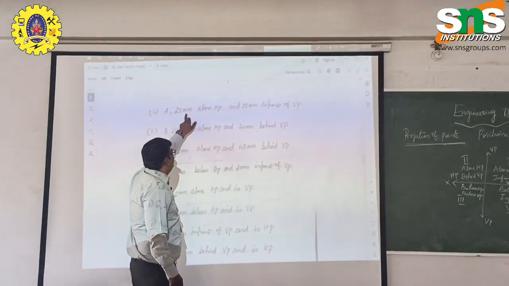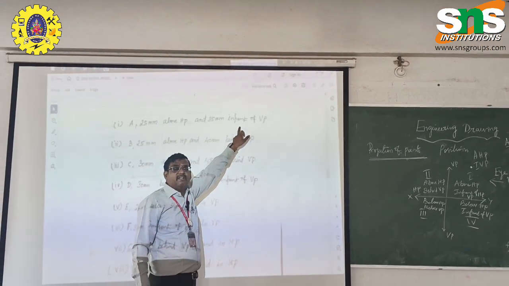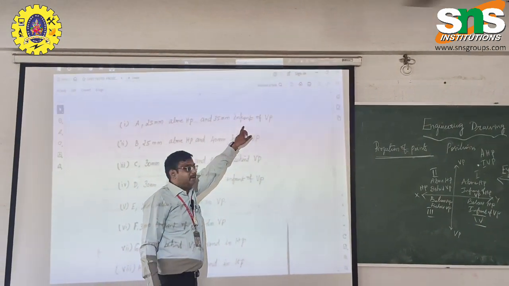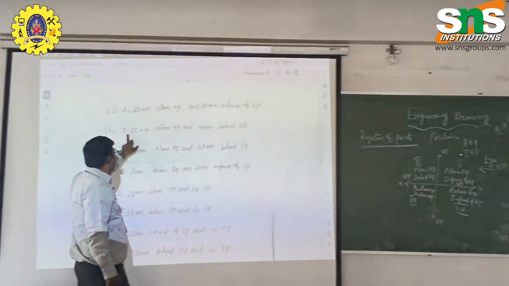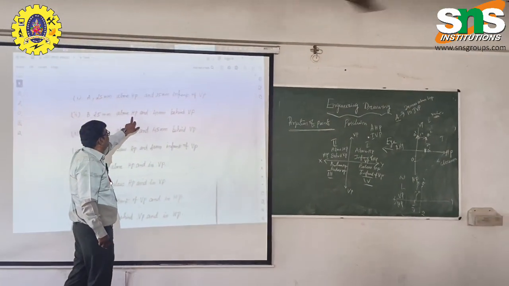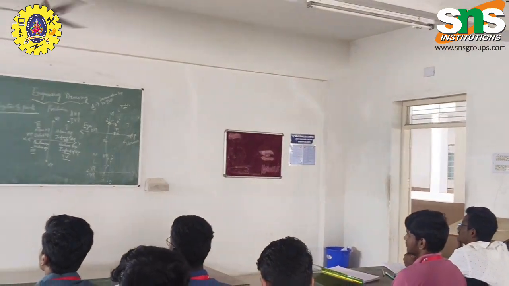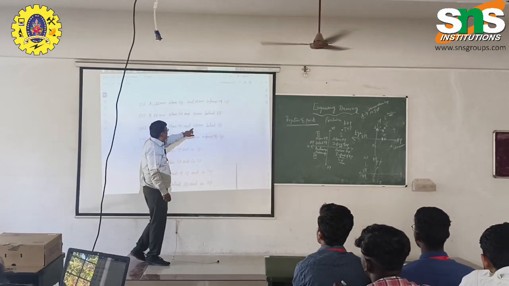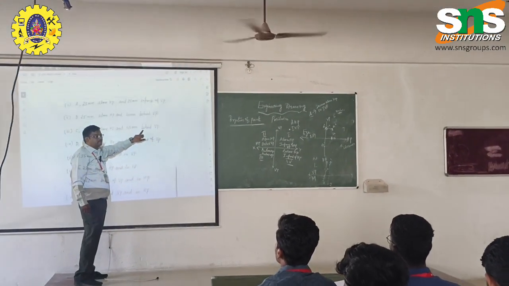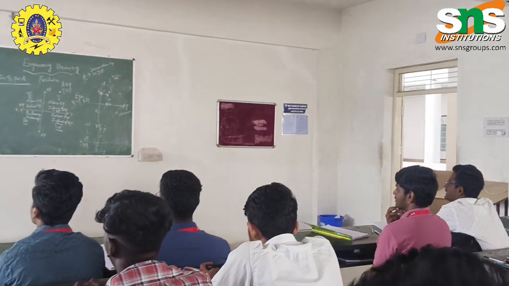Point A, 25 mm above HP and 35 mm in front of VP. Which quadrant is this one? First quadrant. Okay. Next person answer for this. Point B, 25 mm above HP, 40 mm behind VP. Second quadrant, very good. The third one is point C, 30 mm above HP and 45 mm behind VP. Again it is the second quadrant.